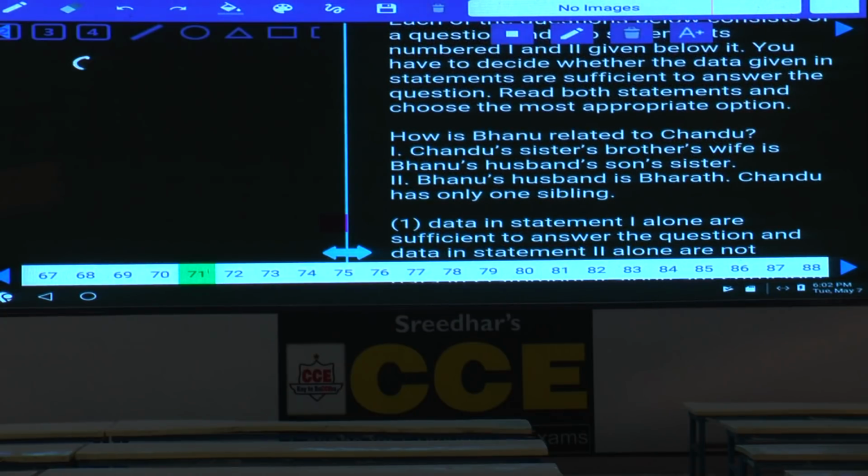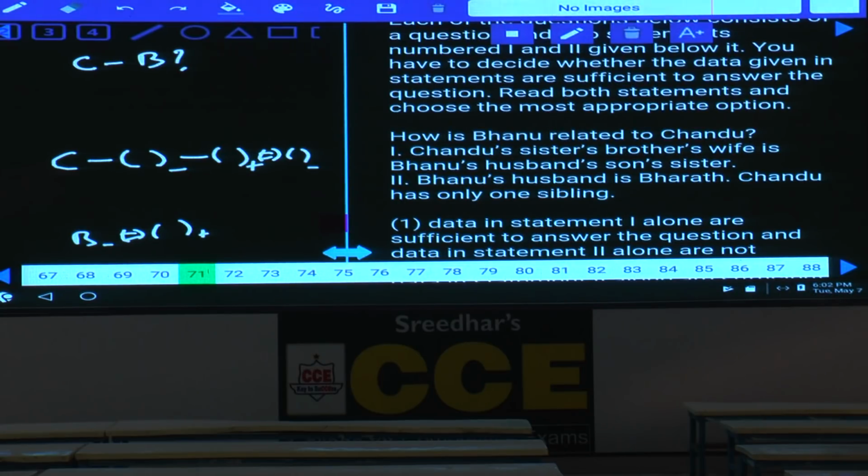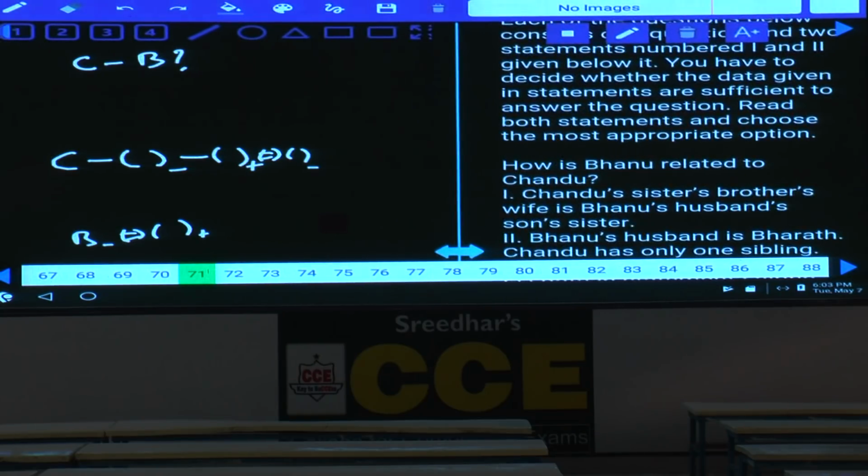How is Banu related to Chandu? Chandu and this is Banu, and Chandu's sister's brother. Chandu is here. Chandu has a sister. Now Chandu's sister's brother is there, and brother's wife. Brother has a wife. Now this brother's wife is Banu's husband's son's sister. Banu is here. Banu has a husband, isn't it? Husband has a son and son's sister. Son's sister means, tell me where is this Banu here? Banu must be somewhere here.